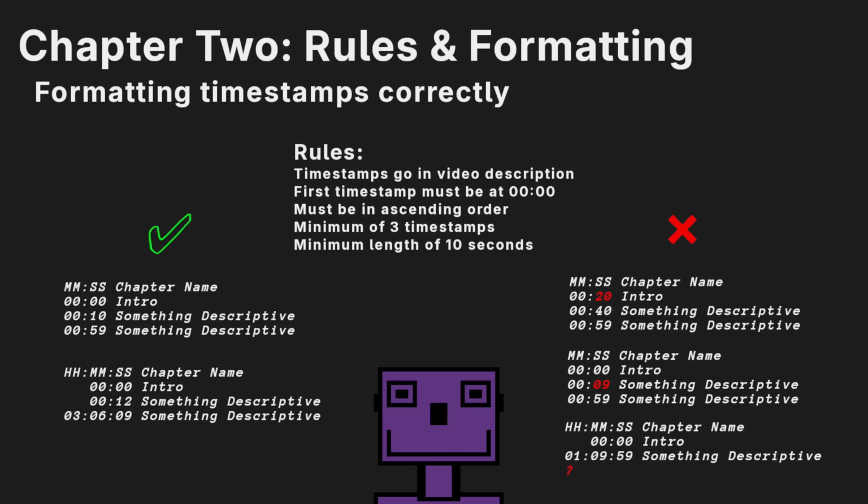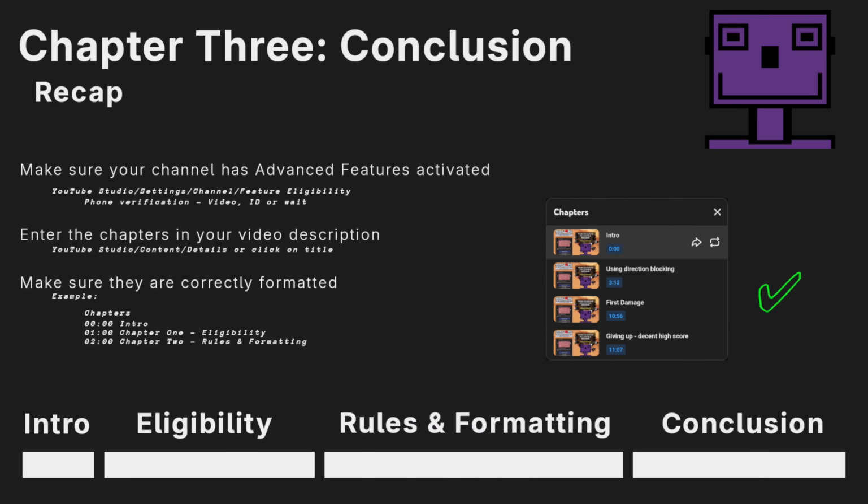In conclusion, and wrapping up, just a recap for you. Make sure your channel's got advanced features activated. Follow those instructions there. Enter the chapters in your video description, and that's how to find it. Make sure they're correctly formatted, as we've just gone through, and you should be good to go.